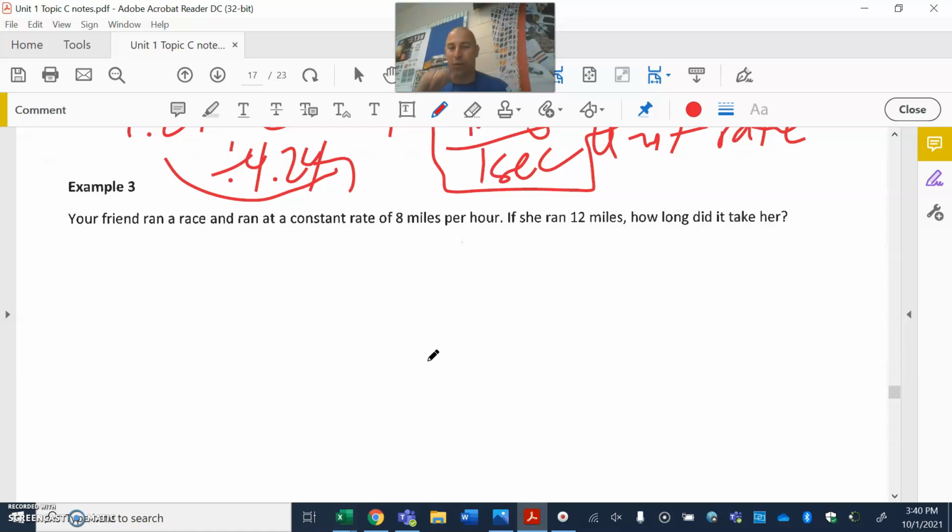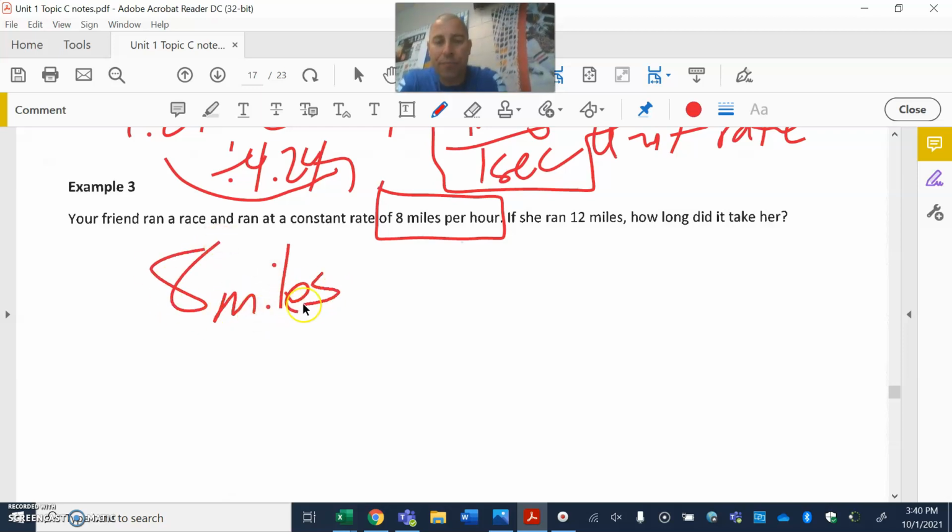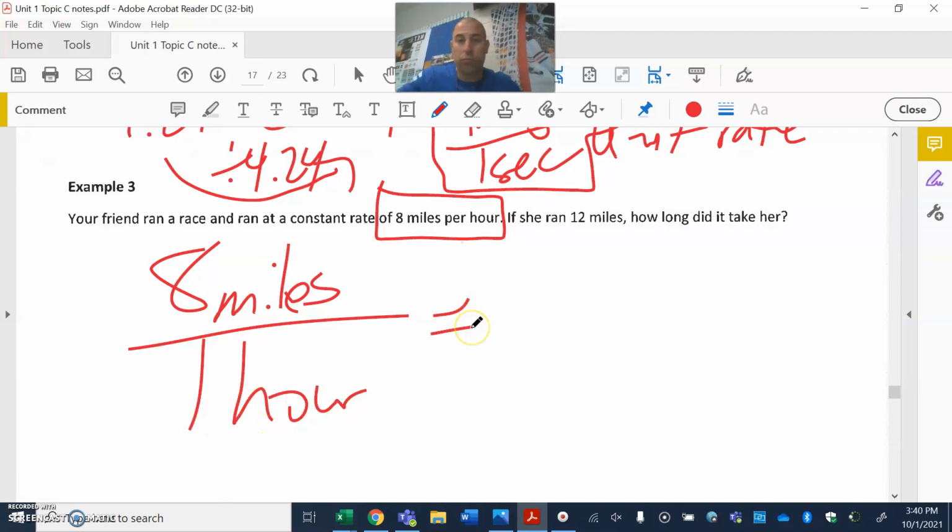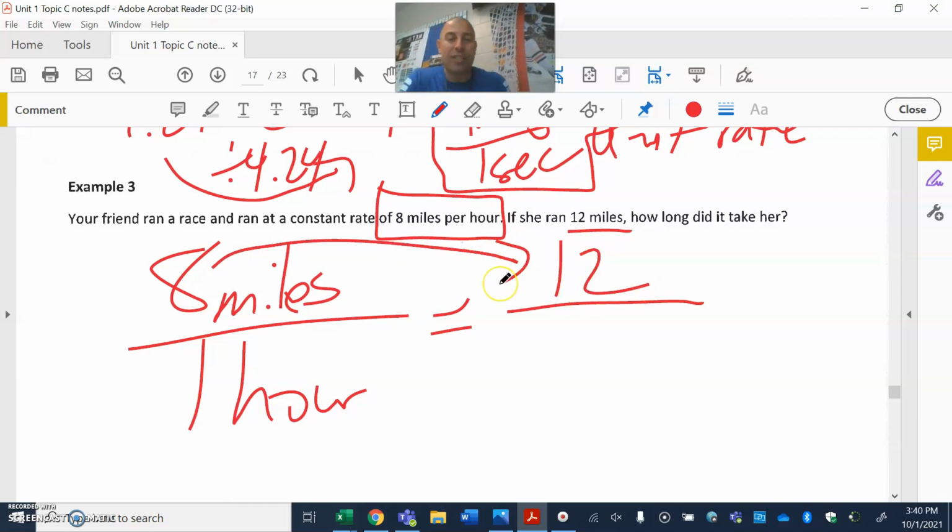Again, we've got to watch what they're asking for. Your friend ran a race and ran at a constant rate of 8 miles per hour. Well, there's a rate that's there: 8 miles per, meaning 1, the 1 hour. We're set up here. If she ran 12 miles, not a clean number, but it's okay. 12 miles. What do you multiply an 8 by to get to a 12?